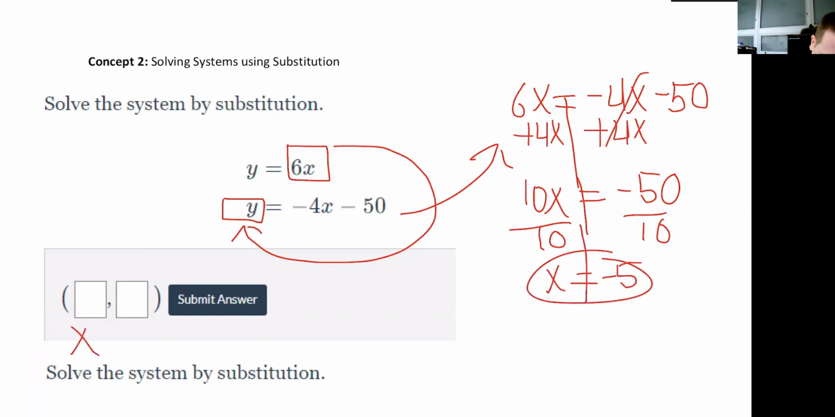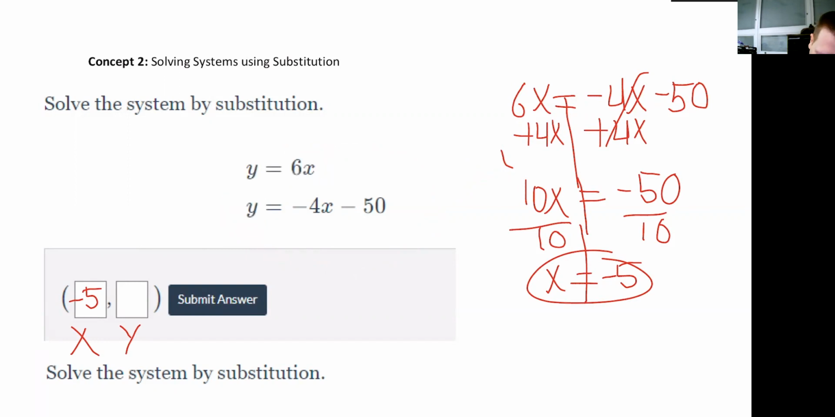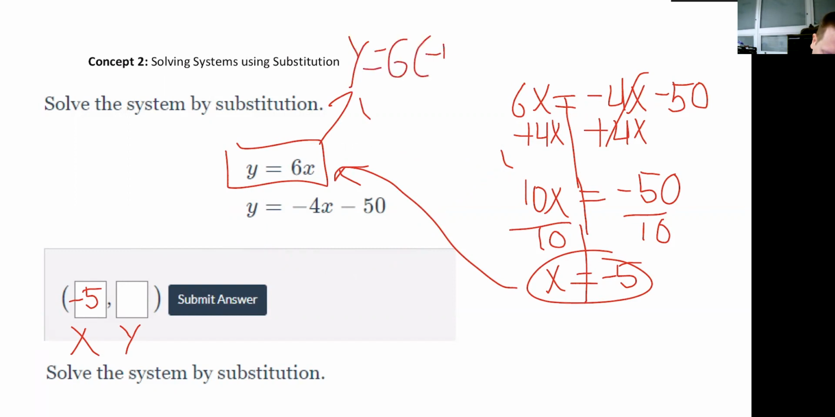Your answer over here, remember, it's your ordered pair, it's going to be x and y, so negative 5 is my x answer. And now I got to find my y. To get my y, I can plug this x value back into either one of these original equations. In my opinion, the top one looks a little bit easier to plug it into, but if I plug in negative 5 for x, I would just have 6 times negative 5. If I multiply that out, that would be negative 30.